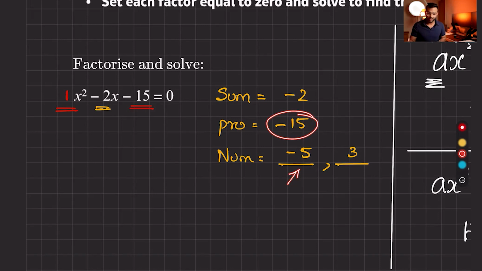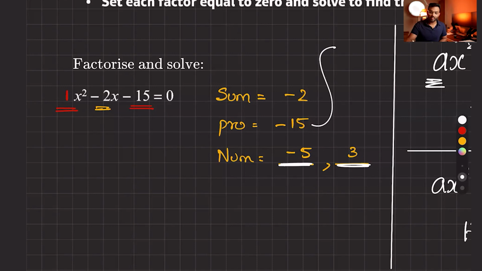That's an observation. Now, in case you struggle finding those numbers, just quickly think of the factors of 15. What are the factors of 15? 1 times 15 and 5 times 3. It will always be from that list. Any questions? And then you just need to put in the signs correctly.